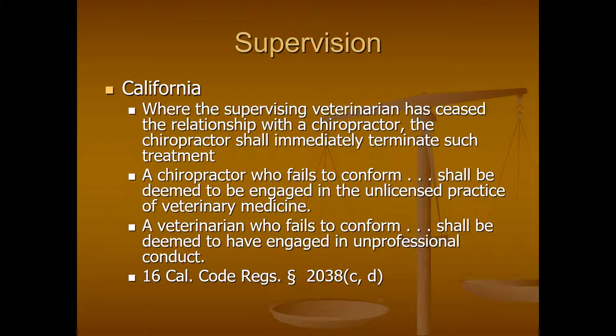I think this is common sense, but California also provides that once the veterinarian terminates the relationship, the chiropractor can't continue to provide this animal chiropractic under that supervision. If a chiropractor fails to comply, not only are they liable for unlicensed practice of veterinary medicine, they could be liable under the Chiropractic Act for unprofessional conduct. And veterinarians who fail to follow the rules could be liable for unprofessional conduct.